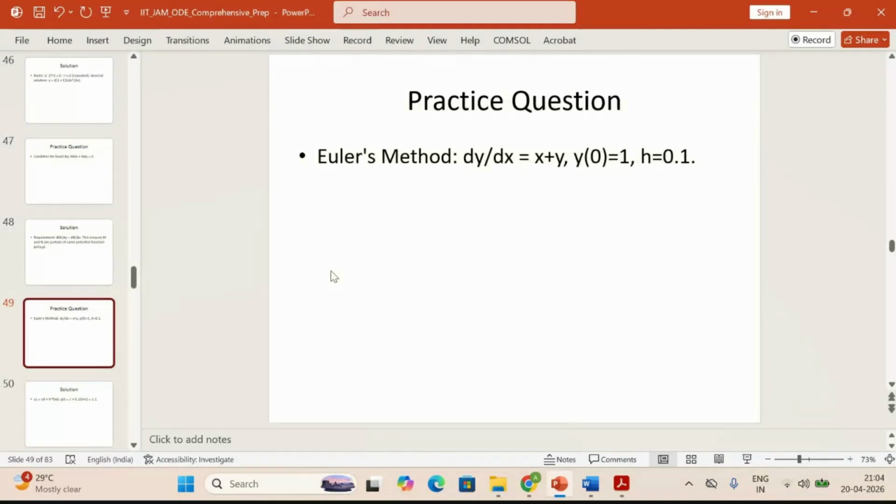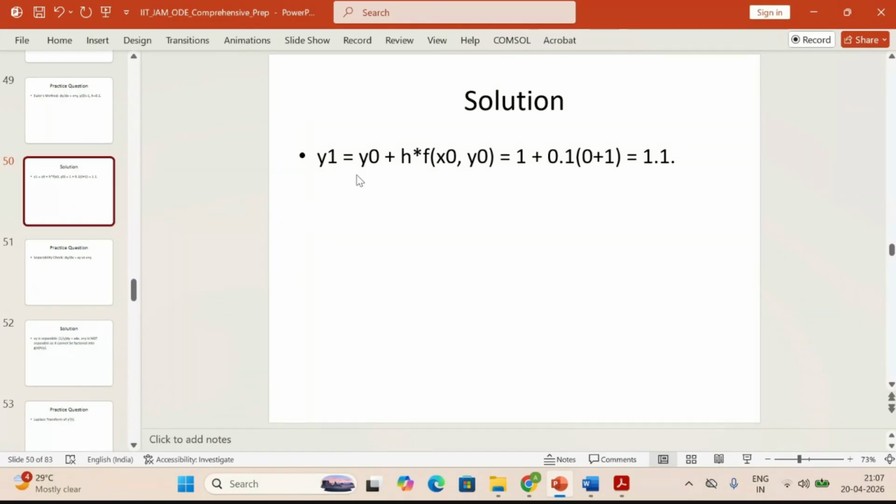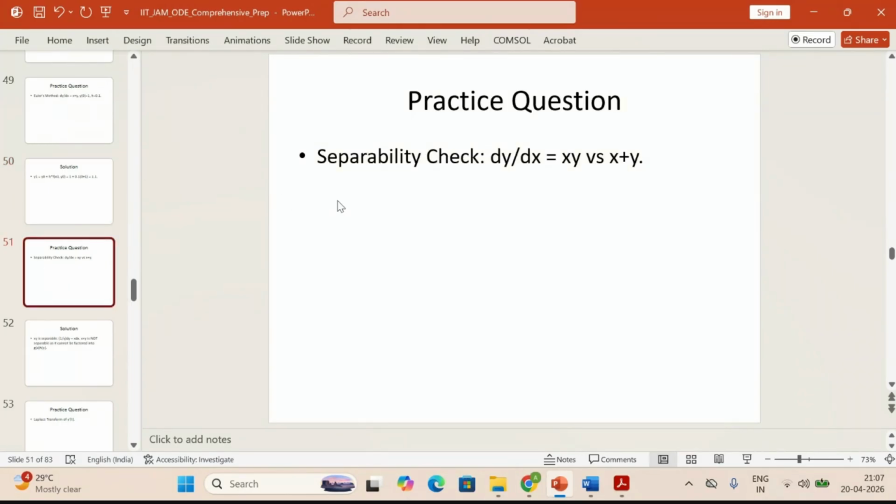Next question, Euler's method, dy/dx equals x plus y, y(0) equals 1, the step is h equals 0.1. What should be the value of y1? The answer is y1 equals y0 plus h times f as a function of x0 and y0. That comes to 1.1.